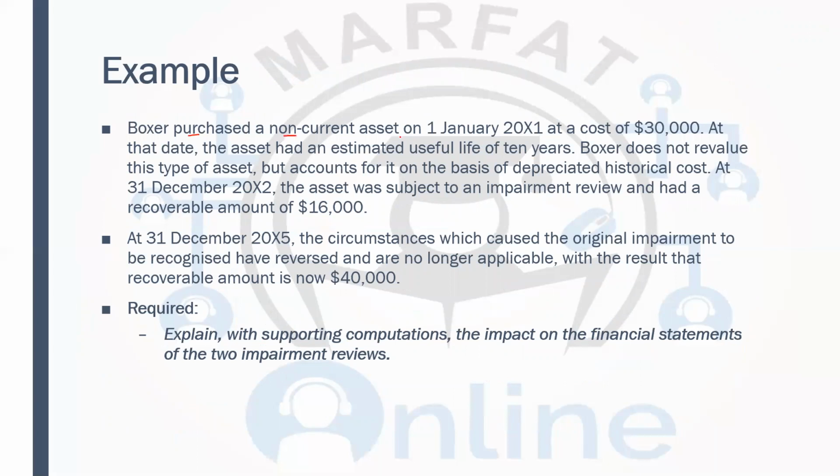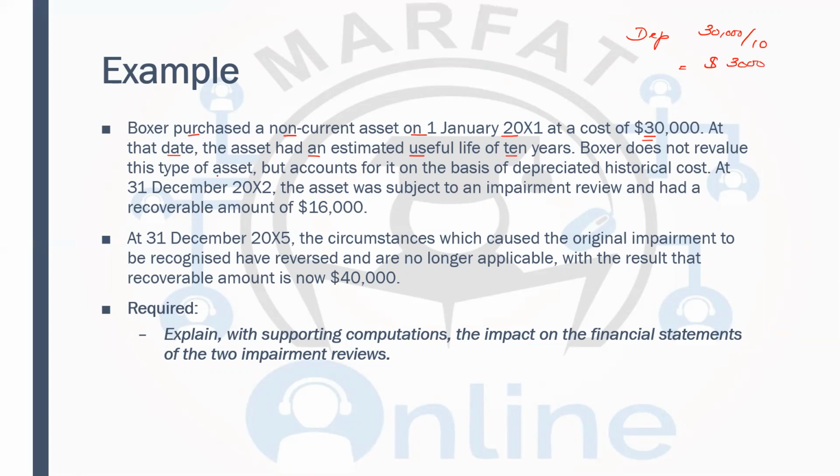Boxer purchased a non-current asset on 1st January 20X1 at a cost of 30,000. Now I need your attention in this example because this is a very important concept. So Boxer purchased an asset, the cost of which was 30,000, on 1st January 20X1. At that date, the asset had an estimated useful life of 10 years. We know how to calculate the per year depreciation. The per year depreciation is cost divided by the useful life, which is 10 years. So the depreciation per year is $3,000, right?